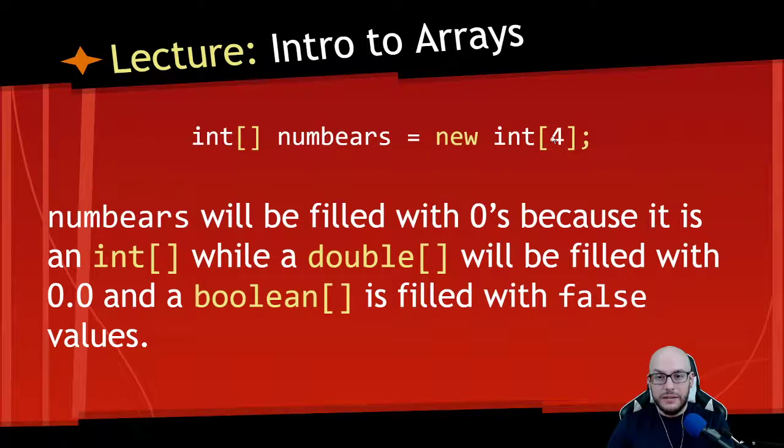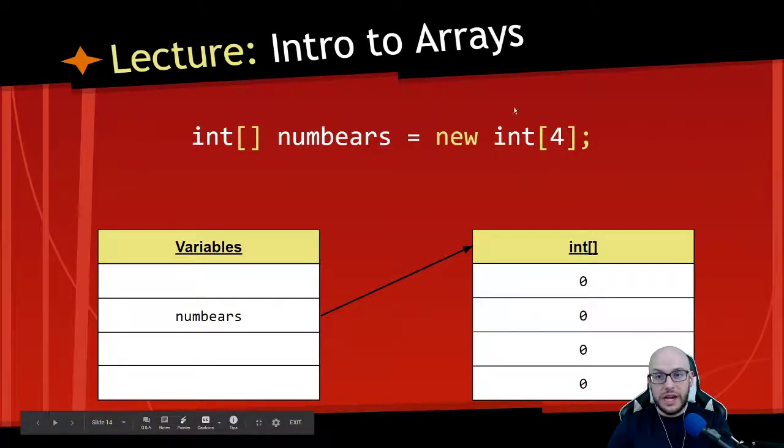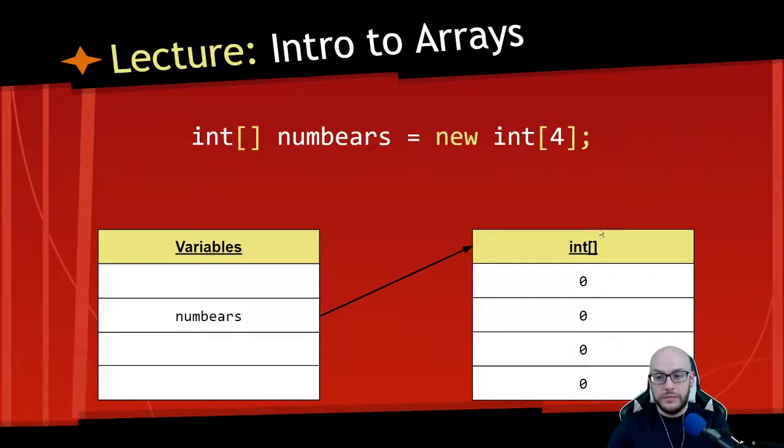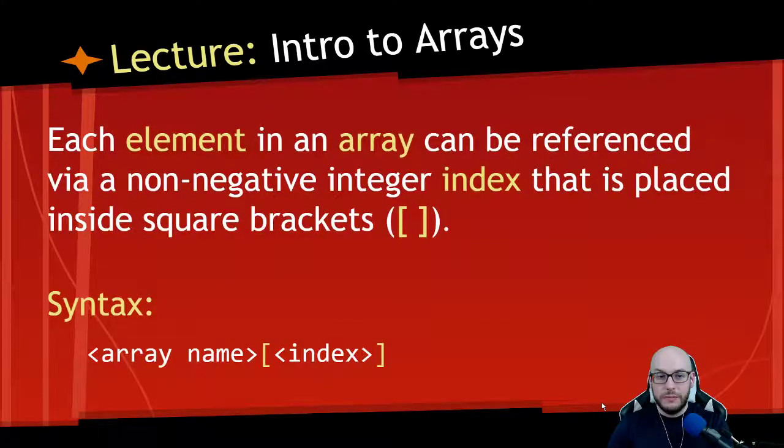So right now, visually, it looks something like this. We have numbers, which is the variable, slightly different. This is a variable that is capable of storing or referencing, pointing to an integer array. This is the actual integer array itself. This is the actual object on the right-hand side. Okay, we see that it is an integer array with a length of 4 slots, and we haven't put anything in it yet. So it's just the default value, which is going to be zeros.